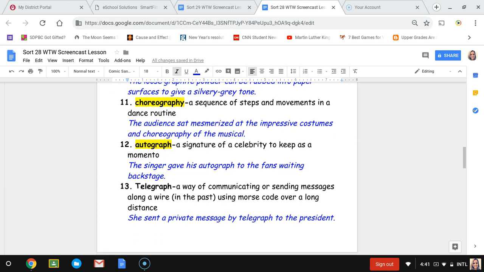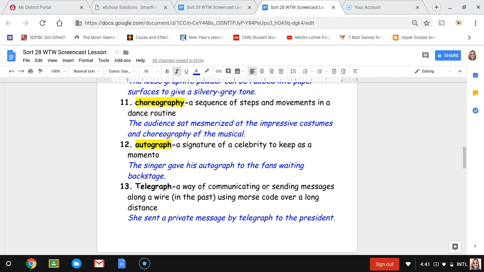Autograph is a signature of a celebrity to keep as a memento. So somebody who's famous would sign something and you would keep it as something special to remember them by, or it might be worth something someday. So the sentence that I have for autograph is, the singer gave his autograph to the fans waiting backstage.